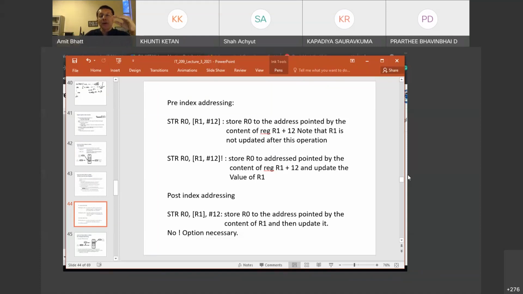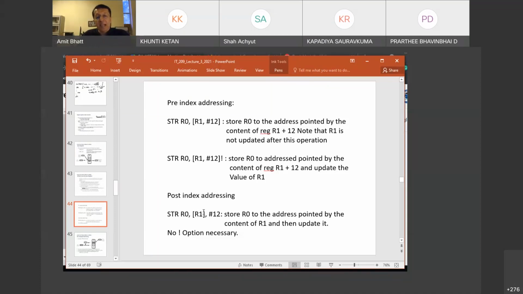Suppose your pointer or stack pointer, whatever you take it, is pointing to the first empty location. Again, there is a programming style. If your pointer is pointing to the first empty location, then you want to store the value into that and then go to the next location. In that particular case, you use post-index addressing. So in post-index addressing, you store the content of register R0 into the memory location shown by the content of R1, and then increment the value of R1 by 12.